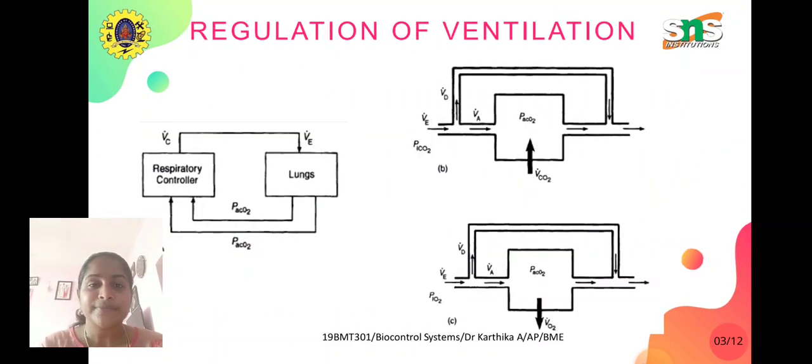See here the first diagram, respiratory controller and lungs. Here we have VC, VE, PaCO2 and PaO2, with an input side and an output side. We have PaCO2 at the input and VCO2, and here we have VE, VA, VD. In terms of VD, VA and VE, we represent the respiratory controller and lungs for regulation of ventilation.